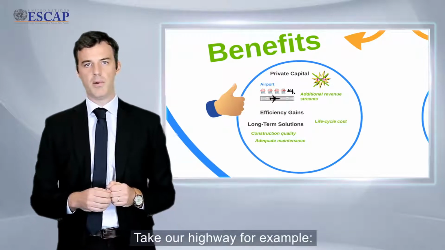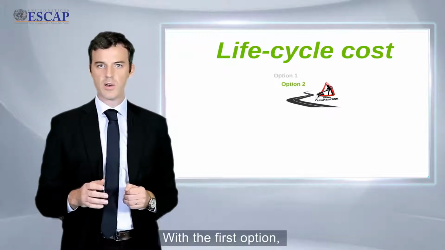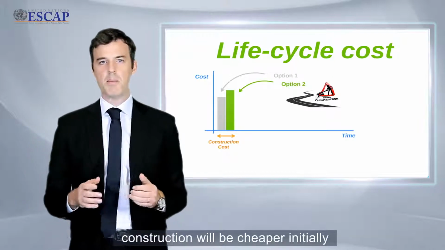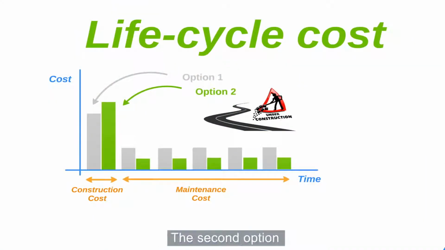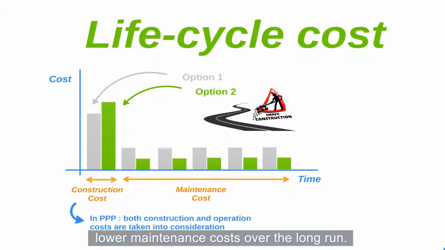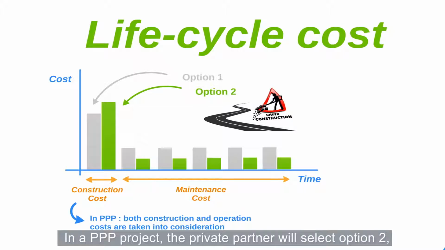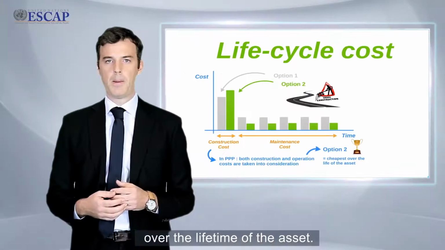Take a highway example. Let's assume that there are 2 options to build a road. With the first option, construction will be cheaper initially, but maintenance costs will be greater over the long term. The second option might be more expensive in terms of construction, but will have lower maintenance costs over the long run. In a PPP project, the private partner will select option 2 because it integrates maintenance cost implications into the overall project design and will be the cheapest alternative over the lifetime of the asset.